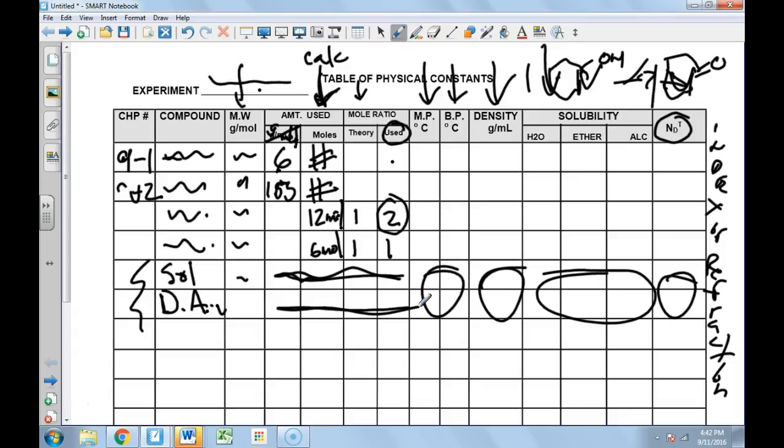So that is how you fill out a physical constant sheet and do the pre-calculations for the physical constants part of your pre-lab write-up. Make sure you go back and you know how to convert to moles for this thing, just FYI.